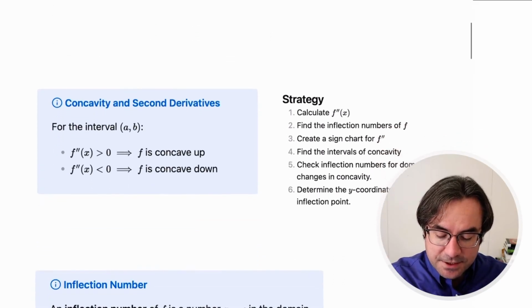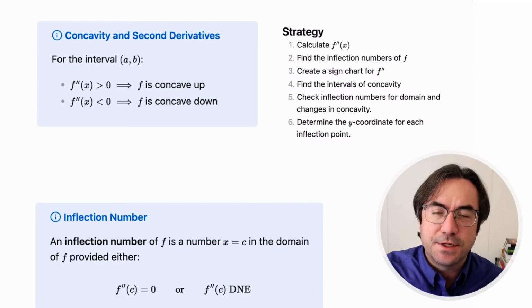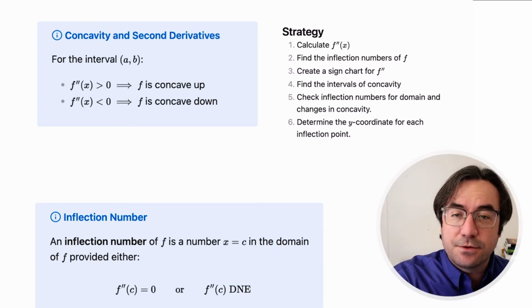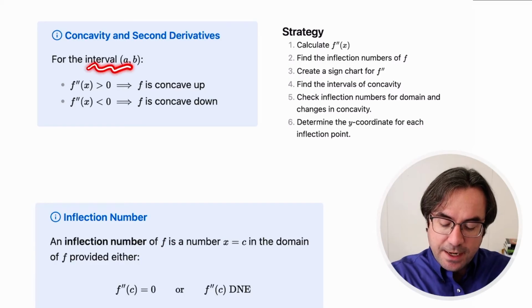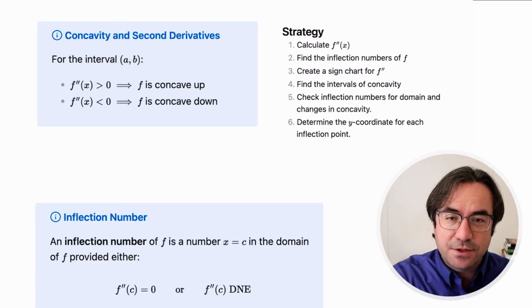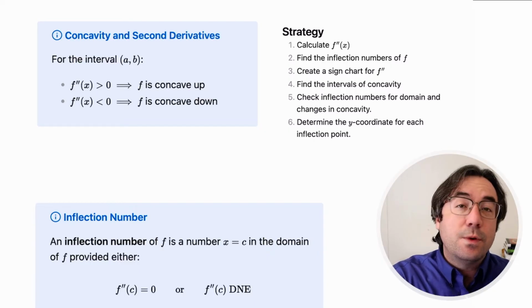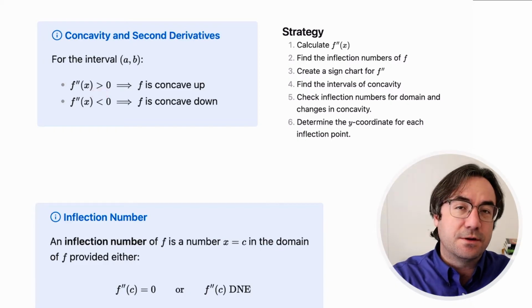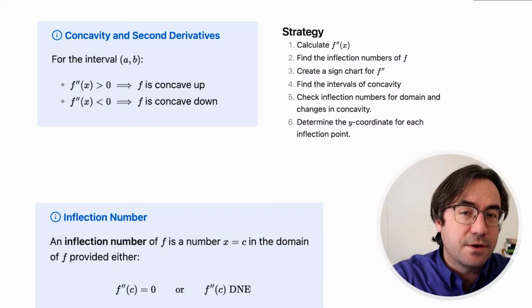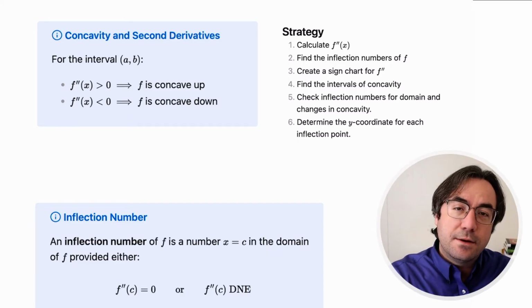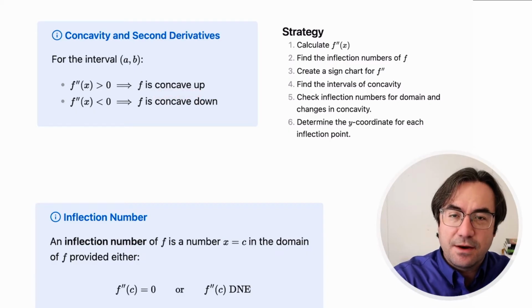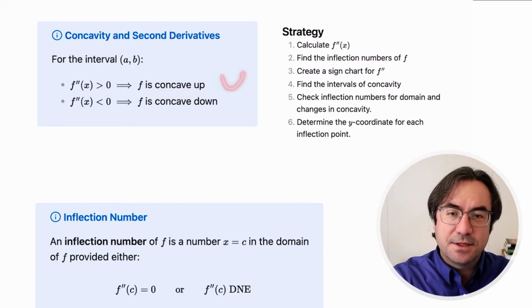All right, so let's start with our main result here that we're going to be using. What this result tells us is how the second derivative relates to the concavity of the original function. So let's suppose that we're looking at an interval of our x-axis. So we have this open interval from a to b. And we know on this interval that the second derivative is greater than 0 for that entire interval. So we know that the second derivative is positive. Well, then we can conclude the original function f is concave up on that interval. So it has this kind of shape to it.